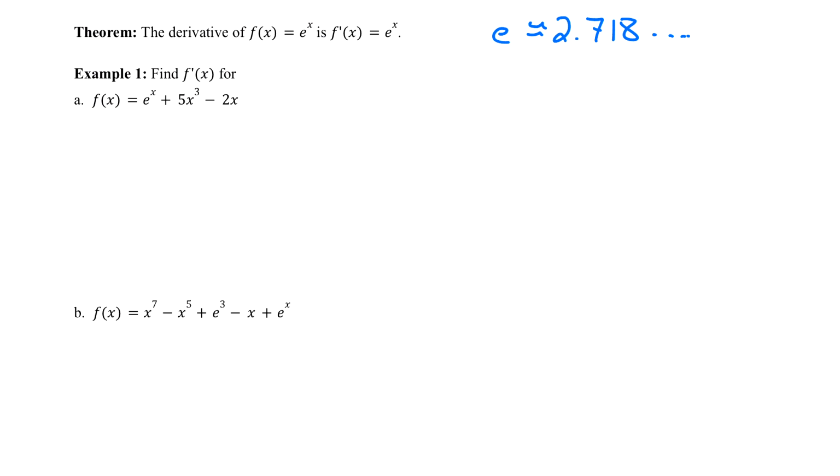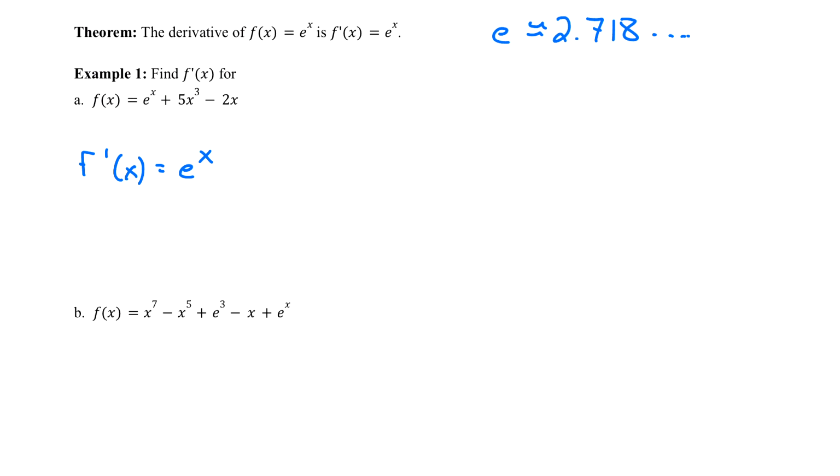So the first function I have here is f of x equals e to the x plus 5x cubed minus 2x. And this first term right here, e to the x, looks exactly like the exponential function that we were given the derivative formula for. The derivative of e to the x is e to the x. So when I start to find f prime of x, the derivative of this first term, e to the x, is just e to the x.